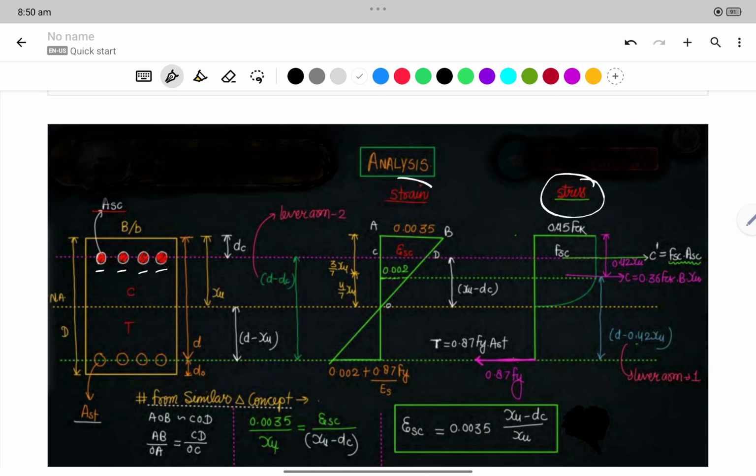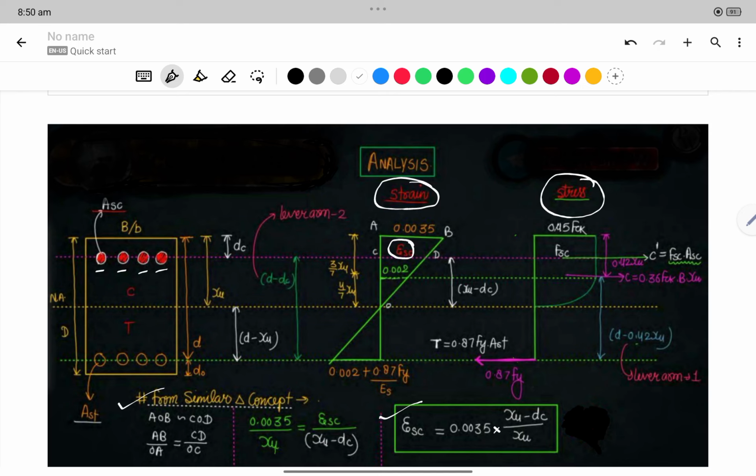So what is the first change? In the strain diagram, there will be a strain coming that is known as ESC, strain in steel in the concrete section. So how can we get that? You can see here it is written from the similar triangle concept, we are getting ESC is equal to 0.0035 into XU minus DC divided by XU.